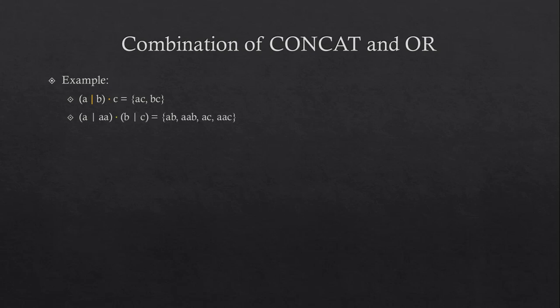In this example, we have A or AA concatenated with B or C. So if we take A from here and B from here, we get AB. If we take A from here, C from here, we get AC. If we take AA from here and B from here, we get AAB. If we take AA from here and C from here, we get AAC. Similarly, if we have this, all four things are being concatenated. On the third string, we can take either OH or NO. So that will give us two strings.